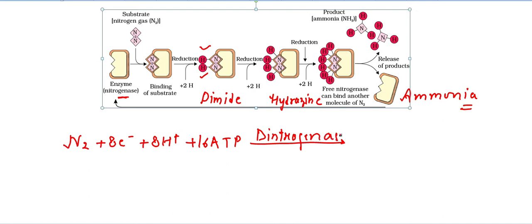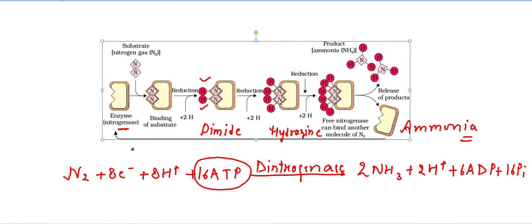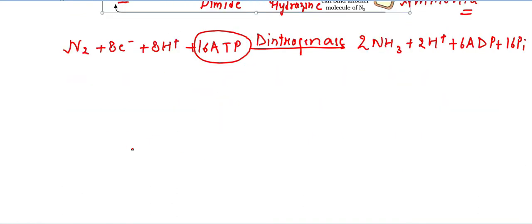This is what the reaction is (16 ADP and 16 inorganic phosphates). And you can see how much energy is required for the nitrogen fixation. So this is the story of the symbiotic nitrogen fixation, like the mechanism.